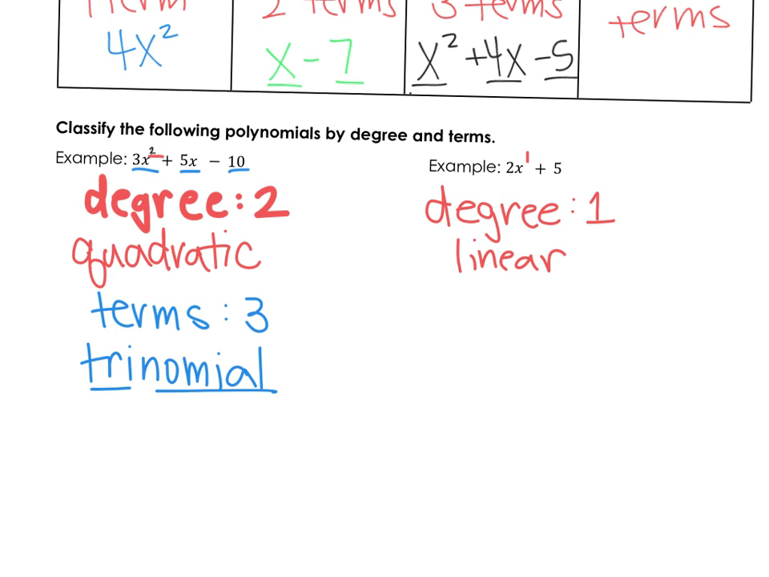Next, we can look at how many terms there are. So if we look at the terms, there are 2 terms, which means we would call this a binomial. Nomial meaning terms, bi, that root word, meaning 2. So 2 terms.